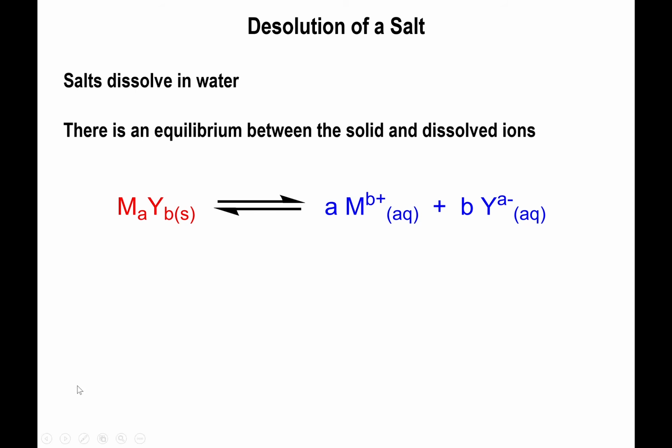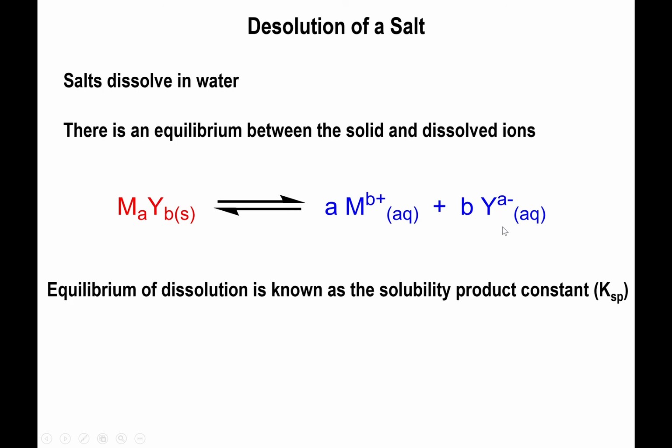And the idea is that when you look at your insoluble salt, you have to pay attention to the stoichiometry. The reactant is going to be the solid itself, and the products are going to be the corresponding cations and the corresponding anions with the proper proportions. So if you have A number of cations, you're still going to have A number of cations. If you have B number of anions, you will still have B number of anions. And we will write out the equilibrium product constant for this.